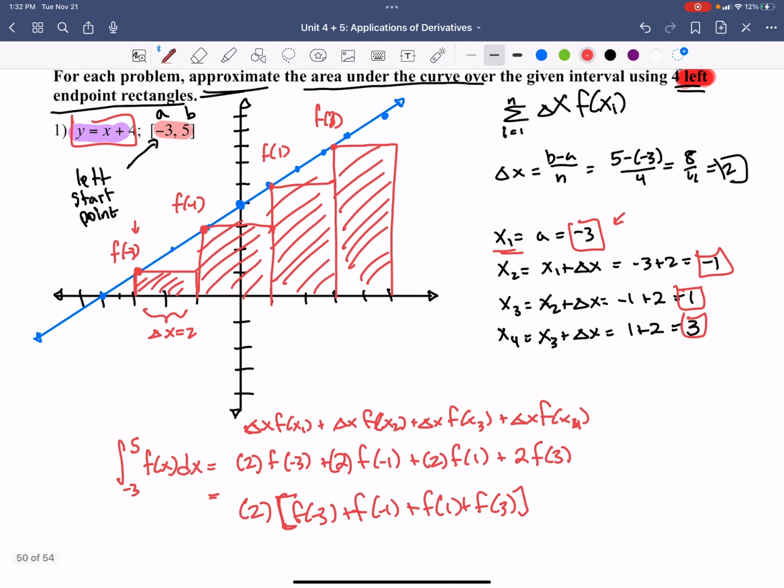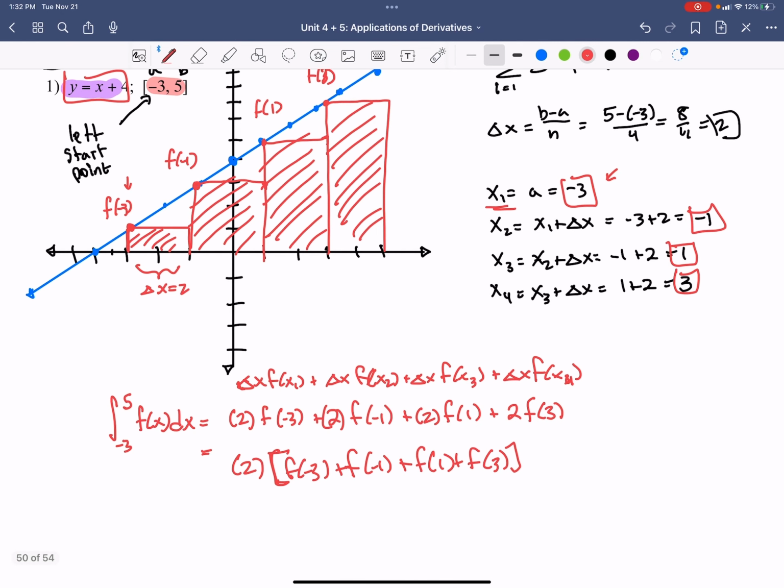And now all I've got to do is find those values, alright? And it's not going to be that hard, because this is going to be negative 3 plus 4, plus negative 1 plus 4, plus 1 plus 4, plus 3 plus 4. What am I doing? I'm plugging everything into this equation right here. That's where I'm getting these numbers from. All of that times 2. And you can use a calculator for this.